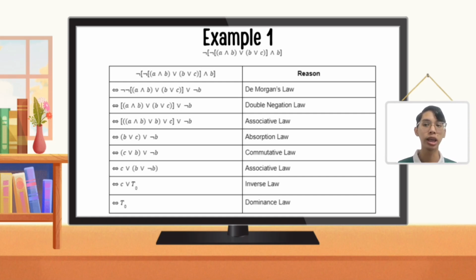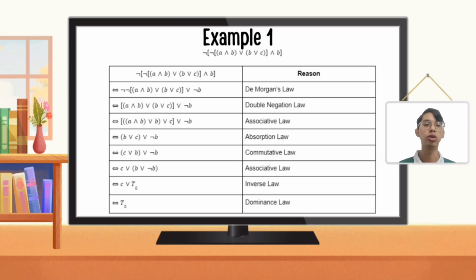For the next step, we use associative law to change the parenthesis in the bracket. So the equation will be A intersect B union B in the parenthesis union C union not B. And then from the parenthesis we changed just now, we can simplify it by using absorption law, and the equation will be B union C union not B. Then we want to change the place between C and B, so we can use commutative law, and we will get C union B union not B.